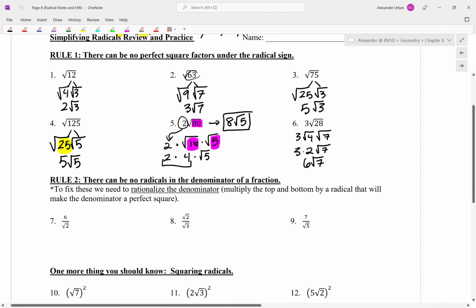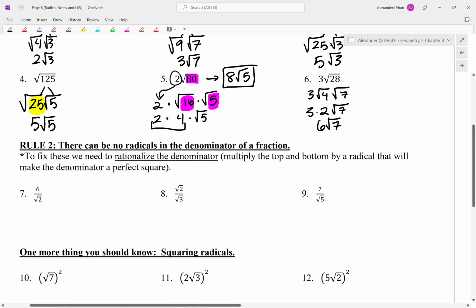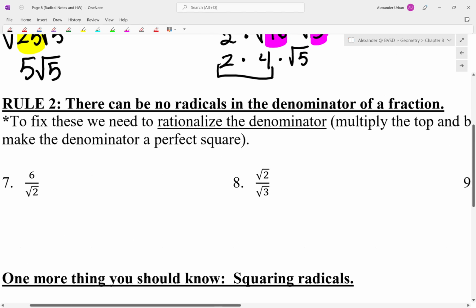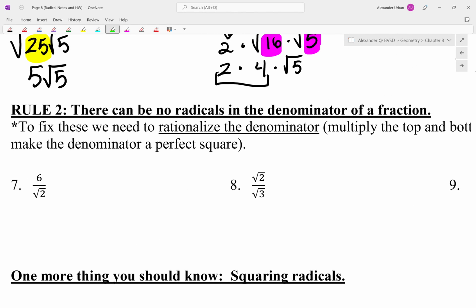Okay, rule 2. We are not allowed to divide by radicals because we are dividing essentially by an unknown then. Radicals, in this case like root 2 and root 3 and root 5, they don't terminate and they don't repeat. So that means we don't really know what we're dividing by. And that's not the thing we want to do. So on number 7, we have 6 divided by root 2. So we're going to have to rationalize this.